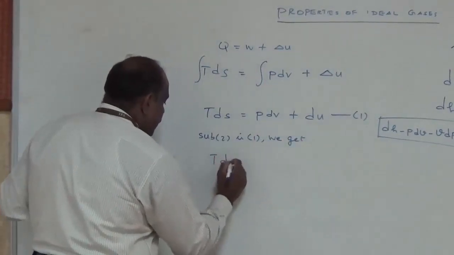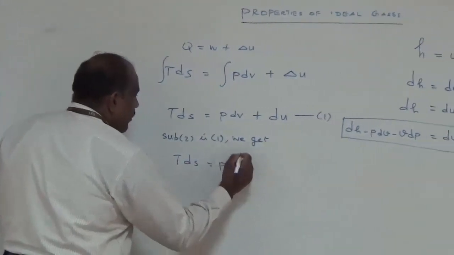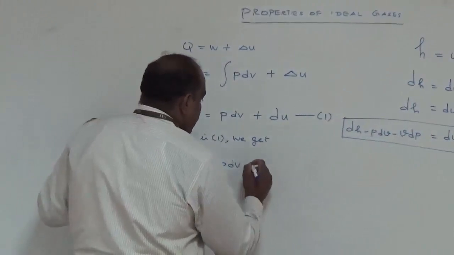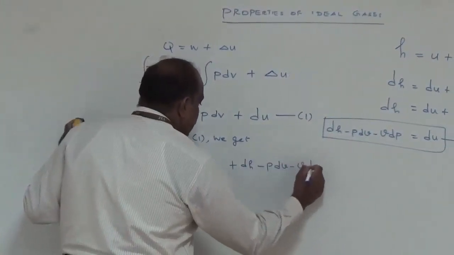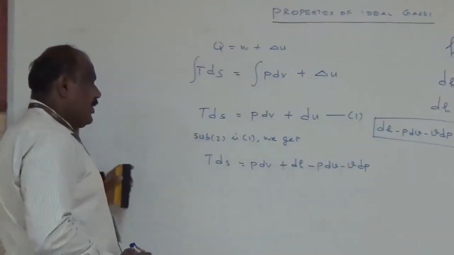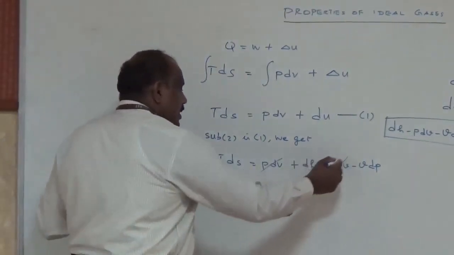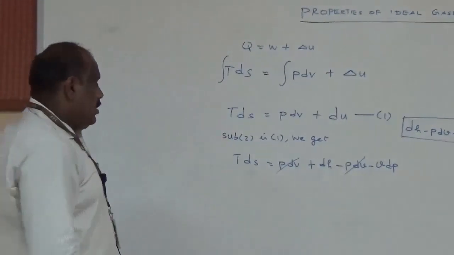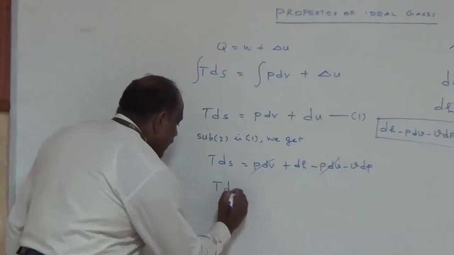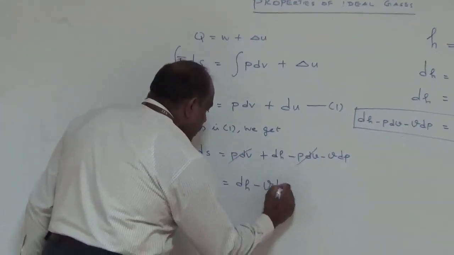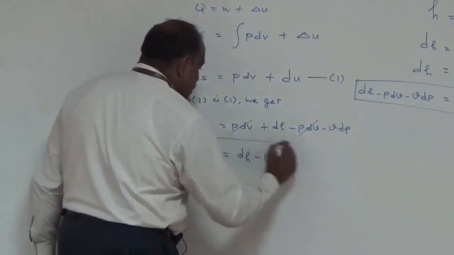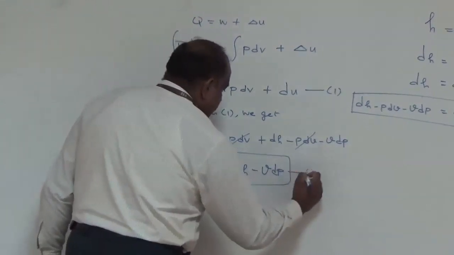TdS will be equal to PdV plus dH minus PdV minus VdP. So we can see that the PdV and minus PdV terms will get cancelled. So we will end up with TdS equal to dH minus VdP. We give this as equation number 3.